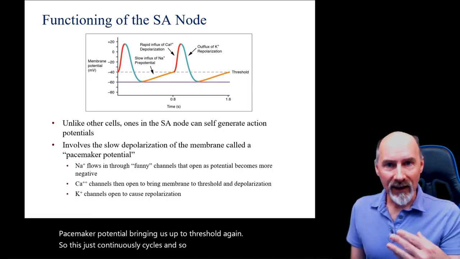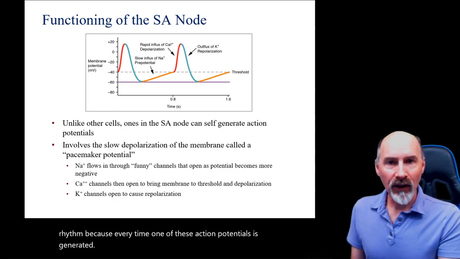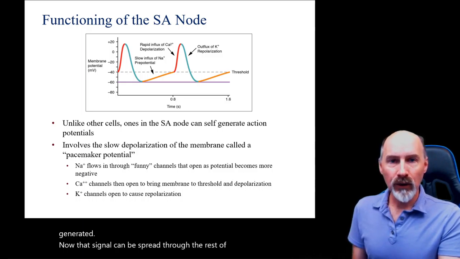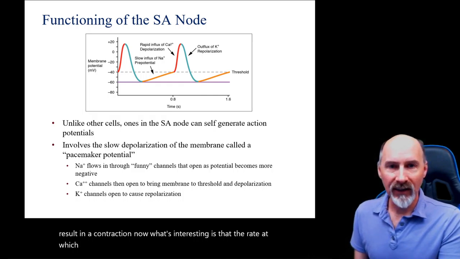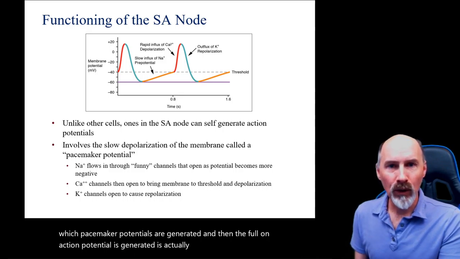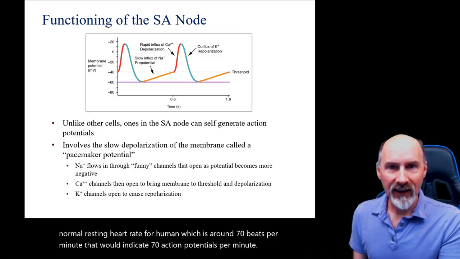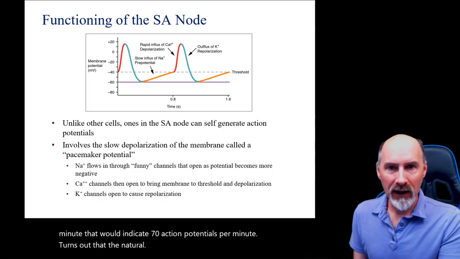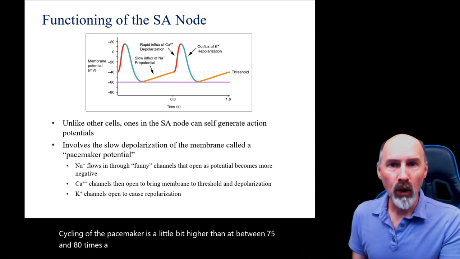And so there is a natural rate and a rhythm, because every time one of these action potentials is generated, now that signal can be spread through the rest of the heart and result in a contraction. Now, what's interesting is that the rate at which pacemaker potentials are generated and then the full-on action potential is generated is actually slightly faster than the normal resting heart rate, like for a human, which is around 70 beats per minute. That would indicate 70 action potentials per minute. Turns out that the natural cycling of the pacemaker is a little bit higher than that, between 75 and 80 times a minute.